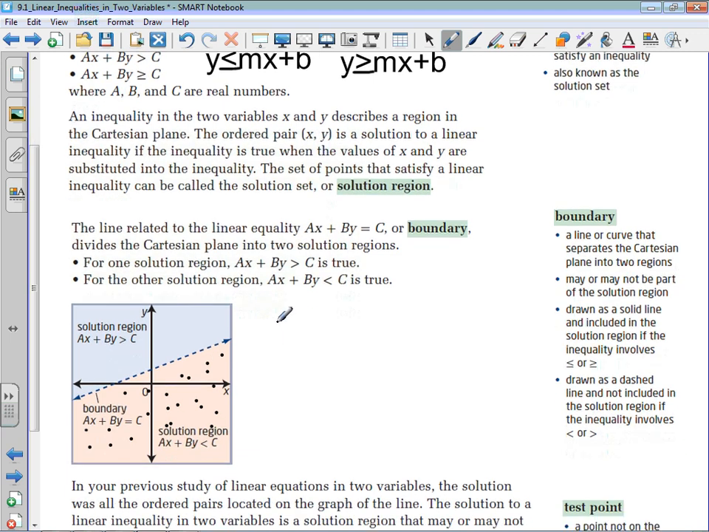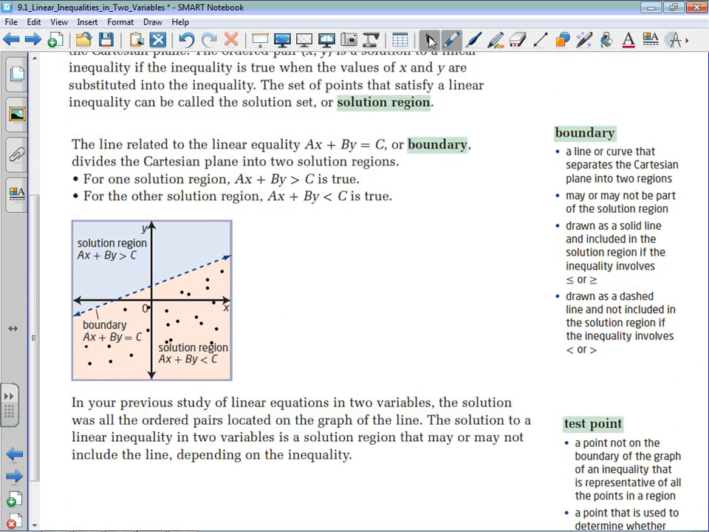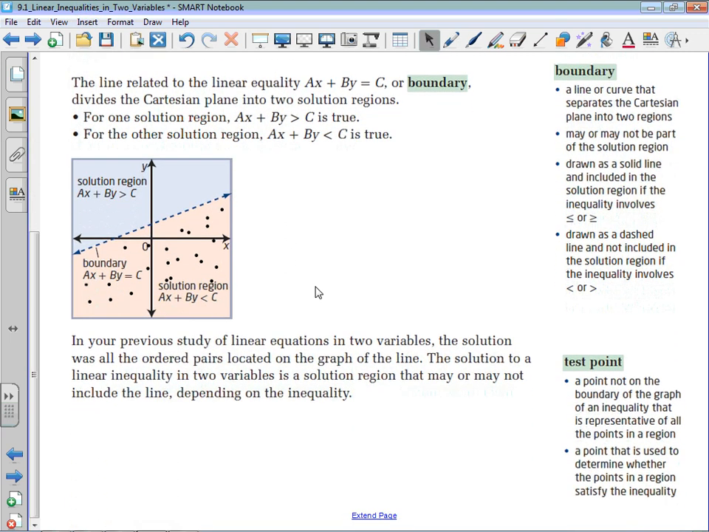I think the most important thing to remember about this is that when we graph an inequality, there is not one answer. There's a group of answers. In the case of two variable inequalities, it's a region, an area. In the case of a single variable inequality, it's an interval. So some section of the number line that would solve that.